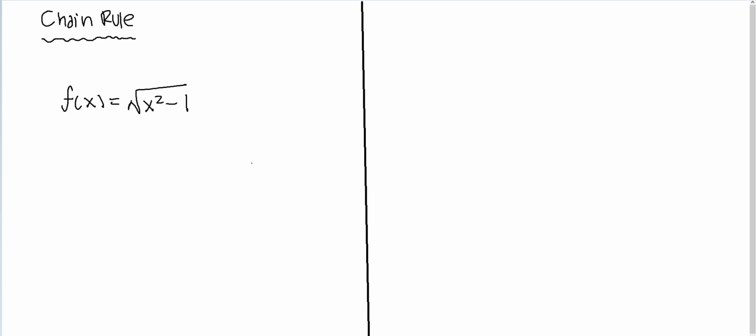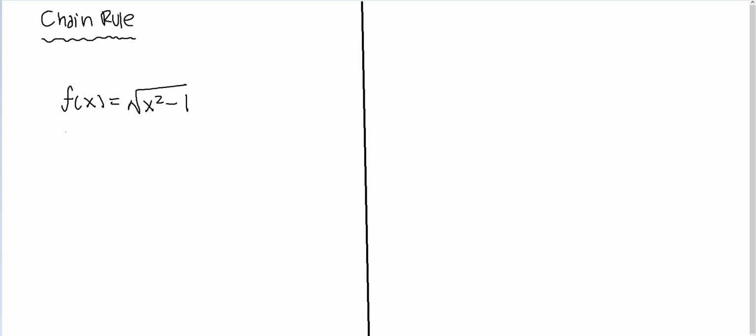So, what if we needed to find the slope or the rate of change or the derivative of the following function? f(x) is equal to the square root of x squared minus 1. So, knowing what we know, we're going to try to differentiate this function.